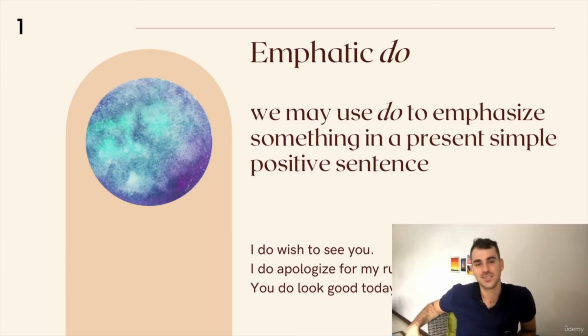I do wish to see you. I do apologize for my rude behavior. You do look good today. Why do we add do? It's present simple tense, but we put do before the verb. Only in a positive sentence. It's because we want to emphasize something. I want to see you. I wish to see you. If I really wish to see you, I say, I do wish to see you. So that's called the emphatic do.